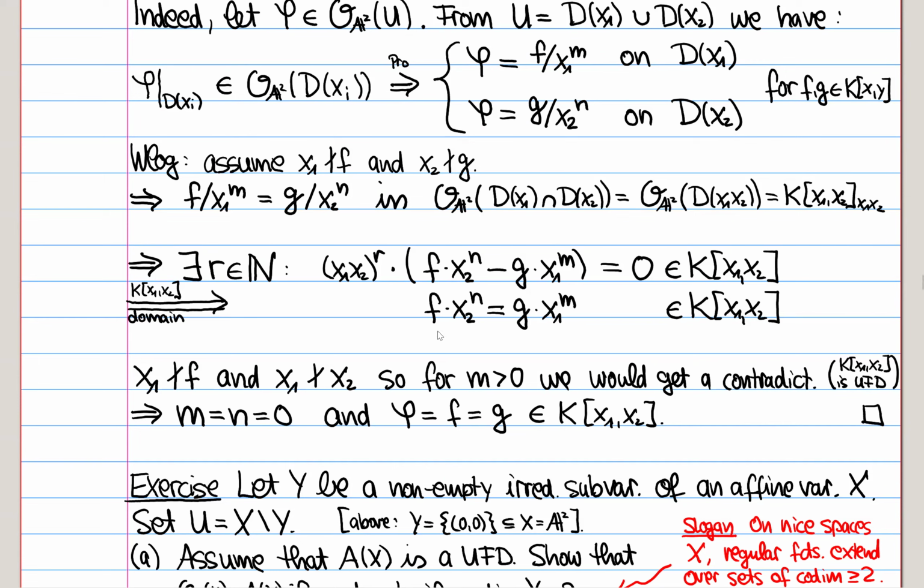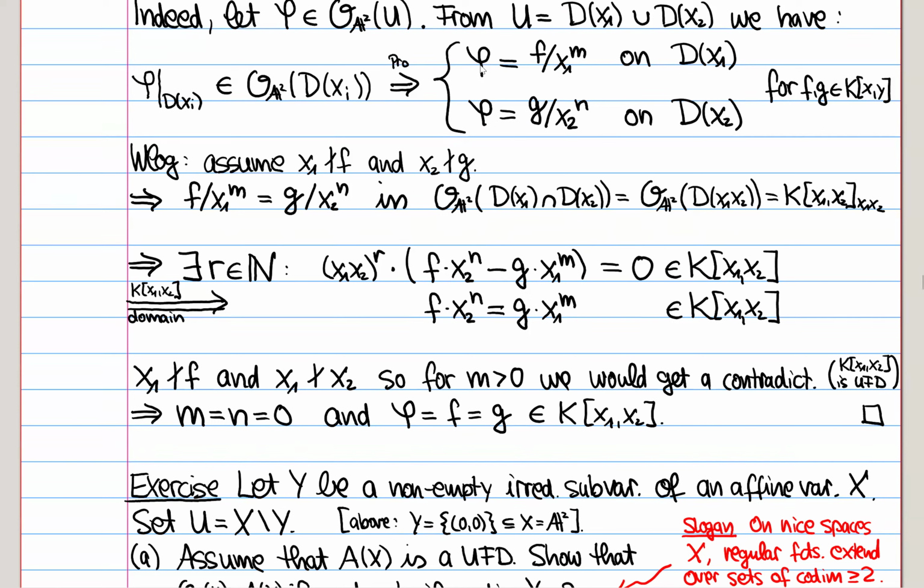And this prime element x1 would then divide this product, but by our assumption, x1 does not divide f. And it's also pretty clear that x1 does not divide x2. And that would give us a contradiction. And so it cannot be that m is greater than 0, so m is 0. And by a similar argument, n is 0.